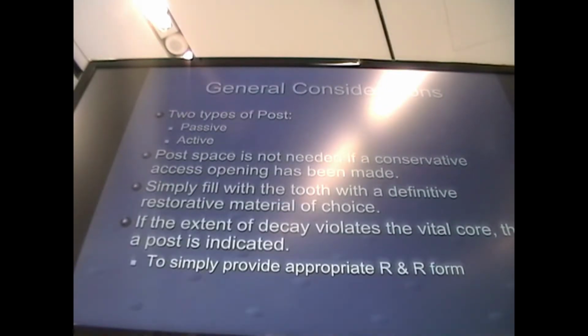General considerations: there's two types of posts, passive and active. Here at the school, we're going to use a passive post. Active posts sometimes can cause root fracture. Post space is not needed. A conservative access opening has been made. Simply fill the tooth with the definitive restorative material of choice, again either amalgam or composite, or one of the core buildup materials that are commercially available. If the extended decay violates the vital core, then a post is indicated.